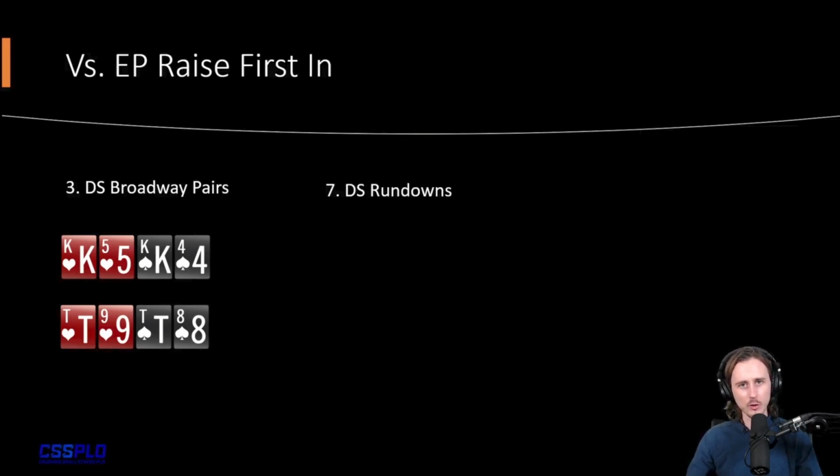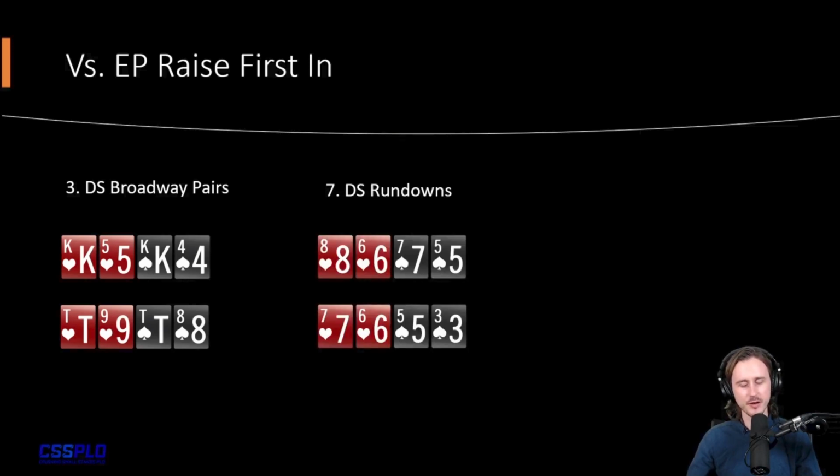Another candidate to cold call here are double-suited rundowns like 8-7-6-5 and 7-6-5-3. Now you might think that these hands are much better off 3-betting instead of cold calling, but our 3-betting range with double-suited rundowns often ends at 9 high rundowns. So 8 high and lower rundowns are actually not often being used as a 3-bet, and especially not against these tight ranges.